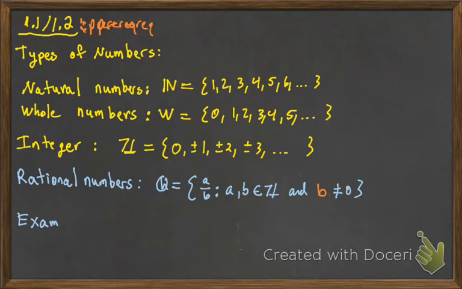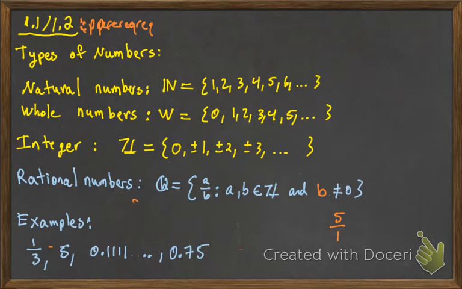We'll do a couple examples of what rational numbers would look like. So 1/3 is a good rational number. The number 5 is a rational number because we could write it as a fraction, as 5 over 1. Any sort of repeating decimal like 0.11111, or a terminating decimal like 0.75, is also a rational number. Or I could also do -5 as a rational number.